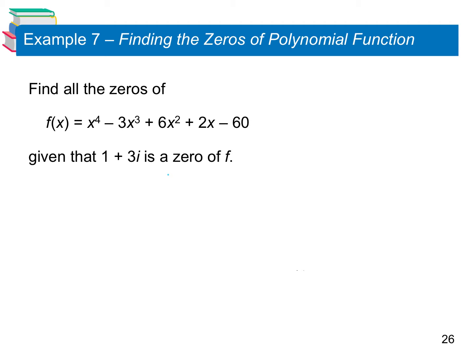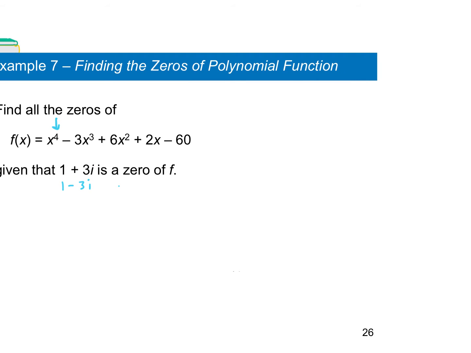All right, so in example 7, this is the second to last slide of part 2 notes. It gives us one of the zeros, and we have to find the remaining one. How many zeros do we know we're going to have here? 4, because this is x to the 4th power. So if one of our zeros is 1 plus 3i, what's another one that we know? 1 minus 3i. So we're going to start by multiplying our two zeros together.